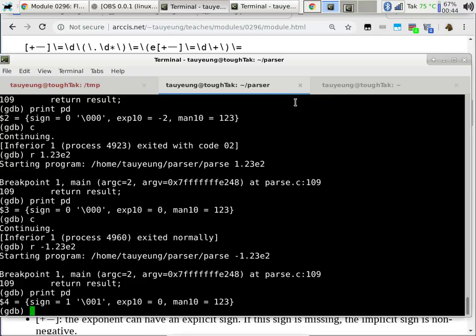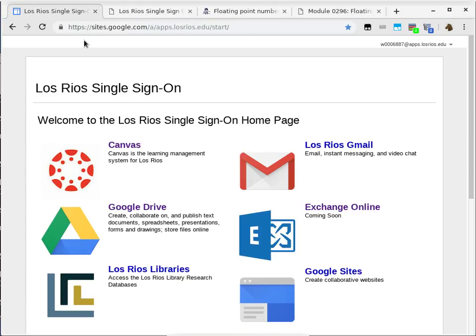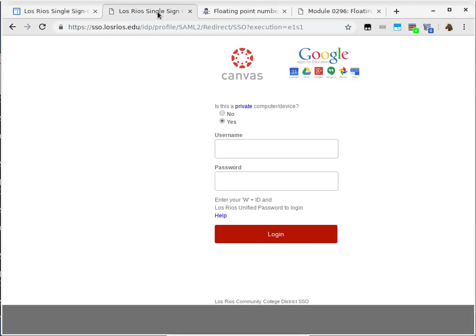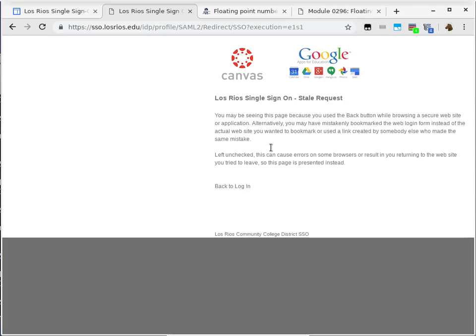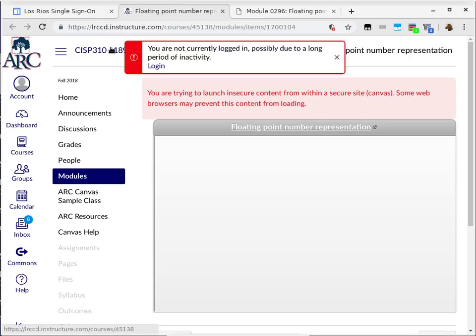All right. So the first thing I need to do before I forget is to get back to Canvas. Okay, where is that? Oh. Yeah, well, I can always do it here.